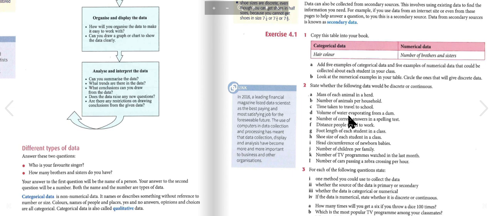Distance people travel to work. Foot length of each student in a class. Shoe size of each student in a class. Head circumference of newborn babies. Number of children per family. Number of TV programs watched in the last month. Number of cars passing a zebra crossing per hour.